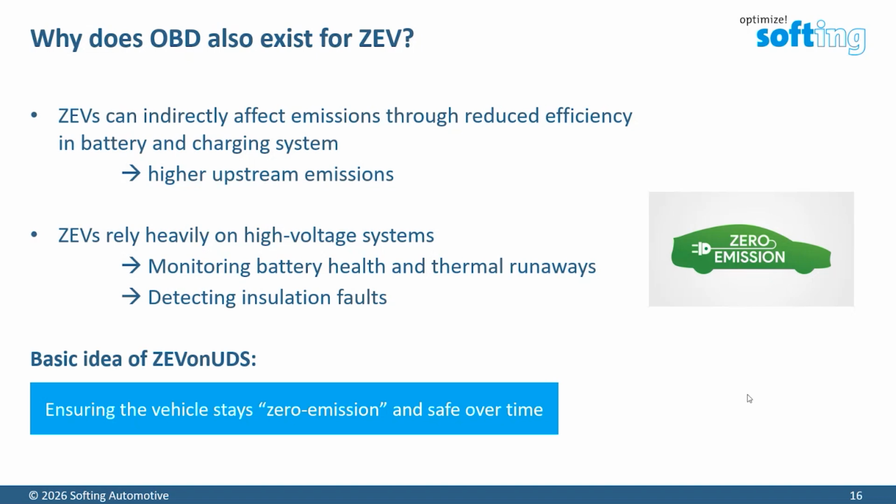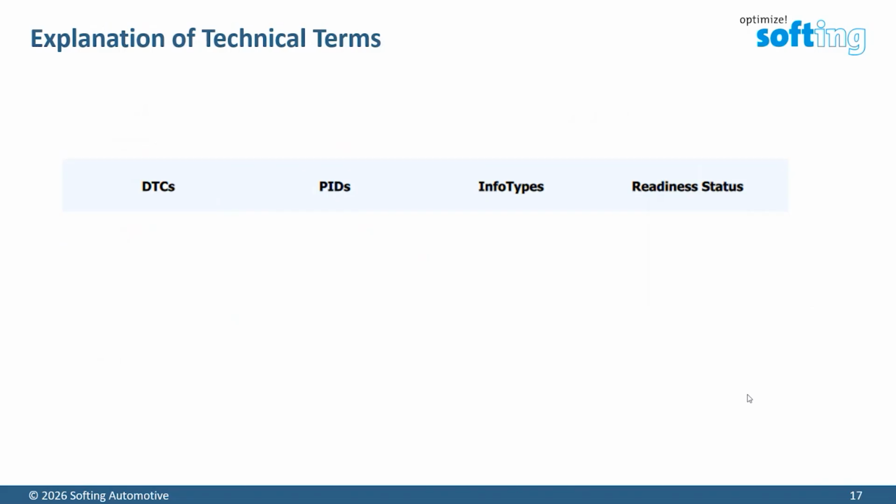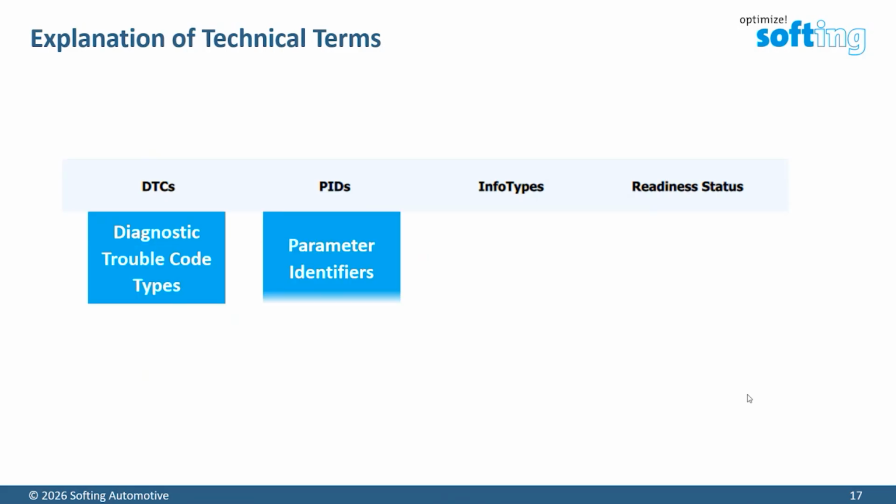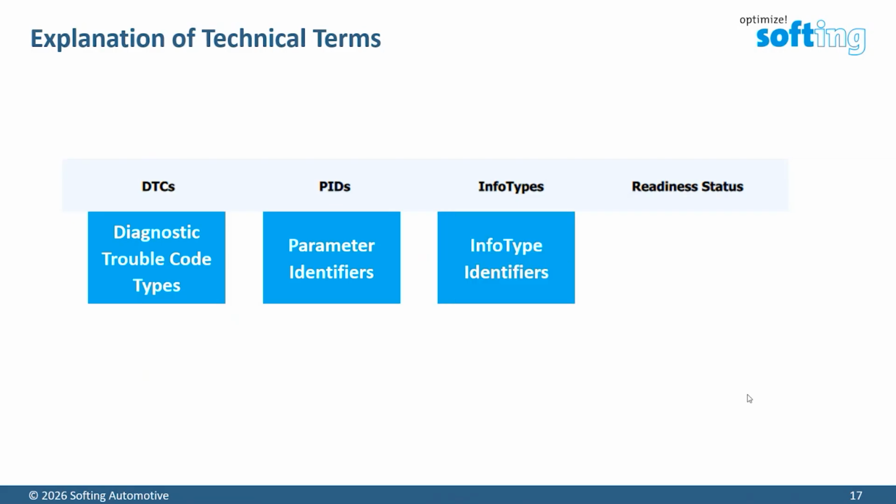Bernhard, before we start with the demonstration, please provide us with the most important technical terms in OBD. Yes, of course. What we see here is the header bar of our OBD user interface in DTS.monaco, and we have to talk about the following technical terms: diagnostic trouble code types, parameter identifiers, info type identifiers, and readiness groups. So first, let's dive into the diagnostic trouble code types.